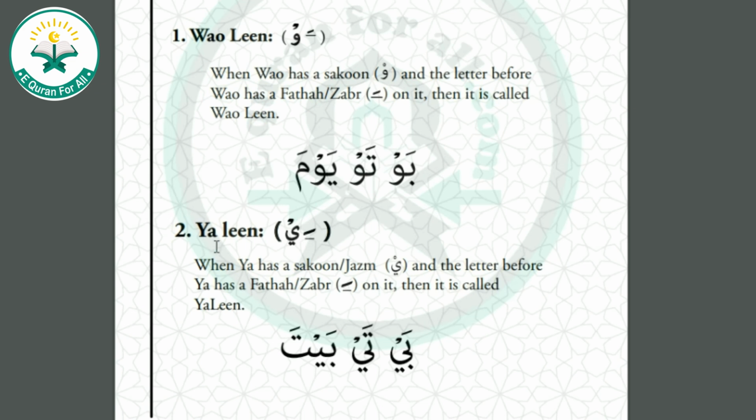About the Ya Leen, when there is a Ya and it got a Sukoon on the top and the letter before it has a Fatha sign on it, then it is called Ya Leen. If we look at the example, here is the Ya Sakin. Ya got a Sukoon sign here and the letter before it is a Ba which got a Fatha sign. So it means that we have to read it without stretching, smooth. Bai, Tai, Baita.